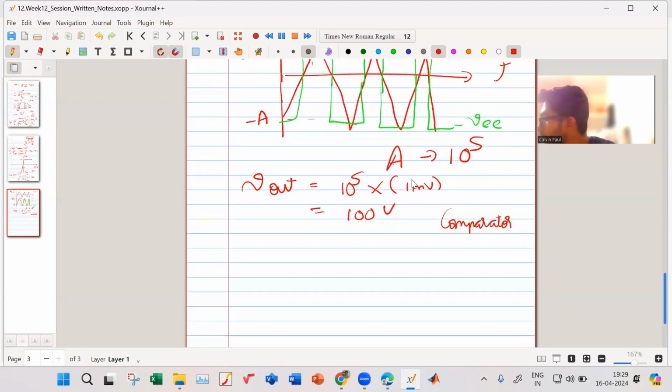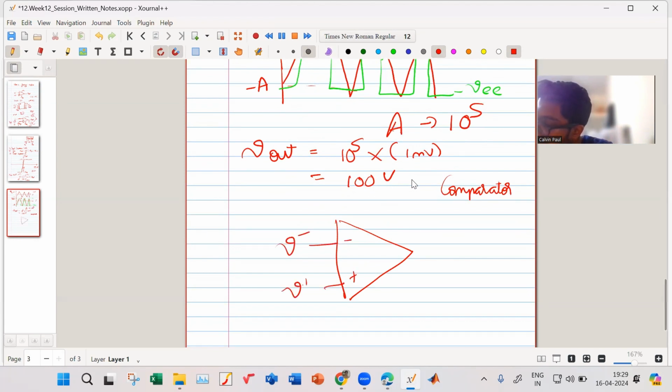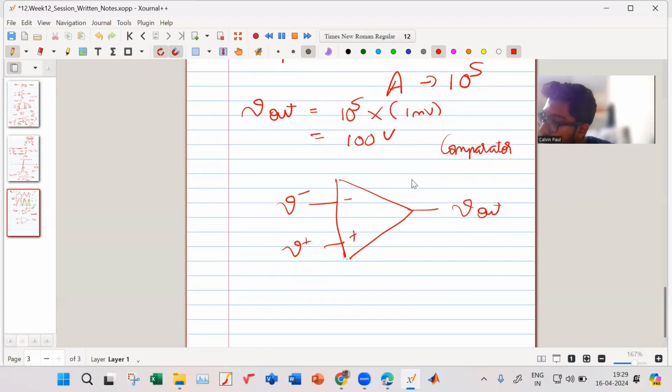One more concept for the op-amp. This is your V minus, this is your V plus, this is your V out, and this is your plus VCC and your minus VEE. How much is the current which will flow into the op-amp? Zero, right? So the current flowing into the op-amp is 0.